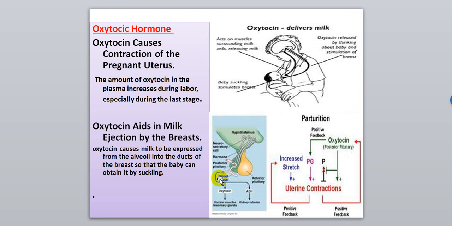Oxytocin, the second hormone of the posterior pituitary gland, causes contraction of the pregnant uterus. The amount of oxytocin in the plasma increases during labor, especially during the last stage. So during the period of gestation and during labor, the hypothalamus responds to this case in the body of the woman, of course, and sends signals to the posterior pituitary gland to secrete more and more oxytocin hormone.